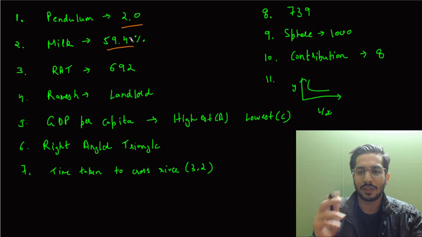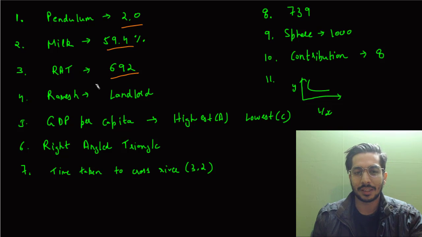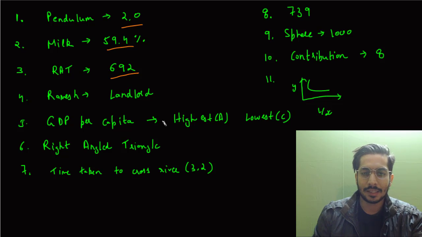Then there was a question where a numerical subtraction was given, and there were three values which needed to be identified. For that, the correct answer was 6, 9, and 2. Then there was a question where we needed to find who is the landlord. This is a very typical question asked in the aptitude section, and the correct answer was that Ramesh was the landlord.